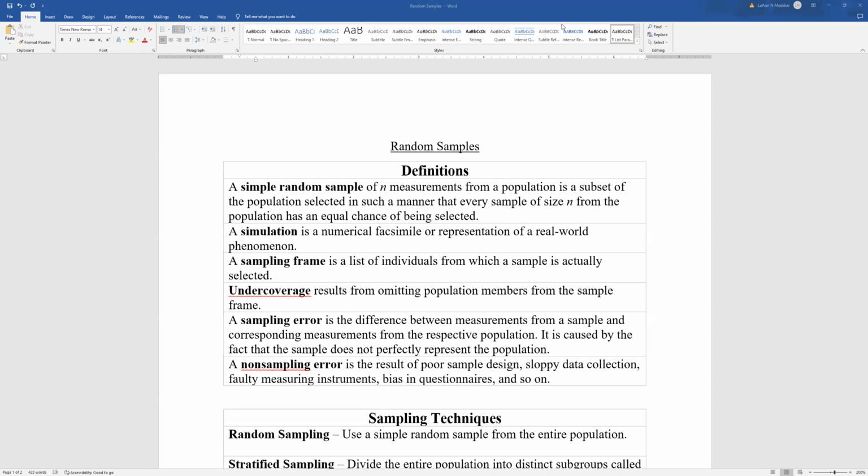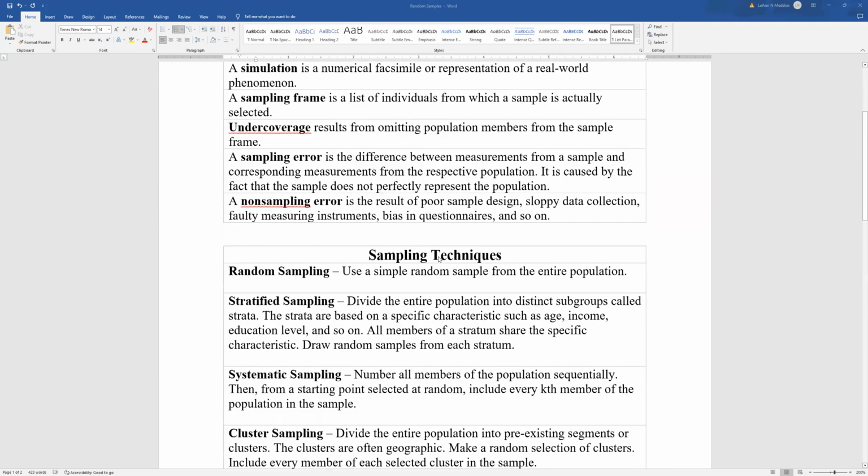A sampling error is the difference between measurements from a sample and the corresponding measurements from the respective population. It is caused by the fact that the sample does not perfectly represent the population. A non-sampling error is the result of poor sample design, sloppy data collection, faulty measuring instruments, biases in questionnaires, and so on. So there are many different things out there that could be non-sampling errors.